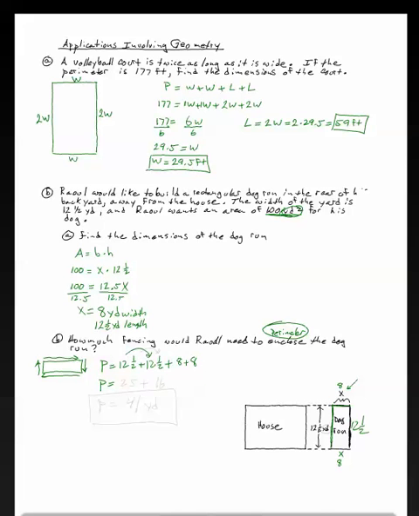Well, 12 plus 12 is 24, and 1/2 plus 1/2 is 1. So that gives us 25, plus 8 plus 8 is 16. And 25 plus 16 is 41. Once again, these measurements were in yards, so it's 41 yards.